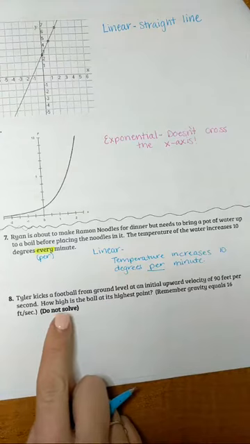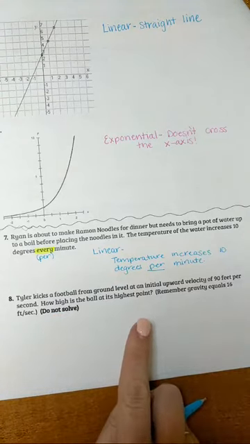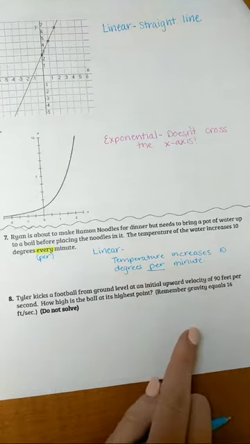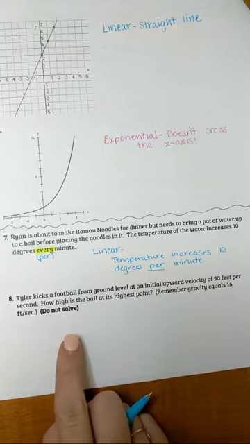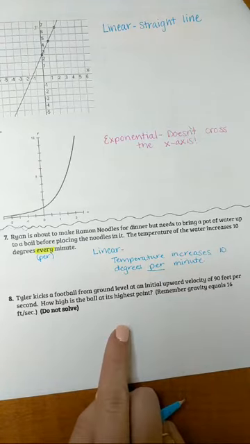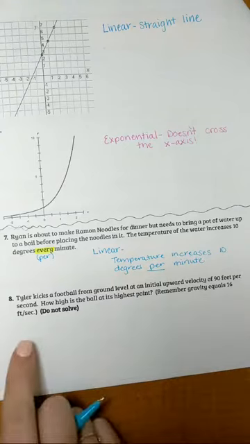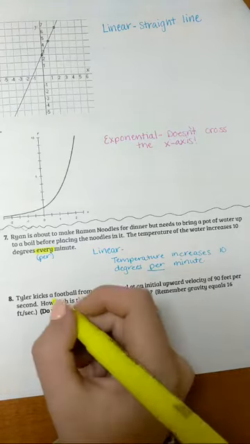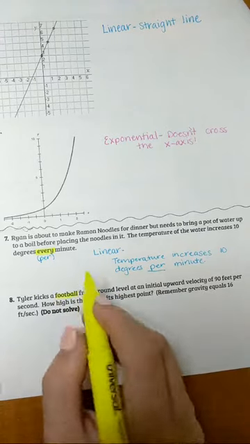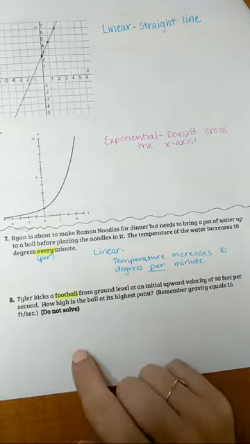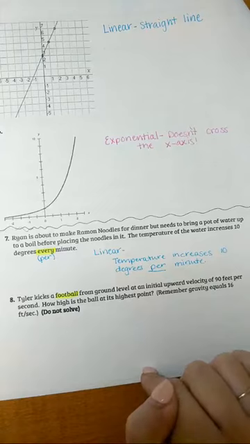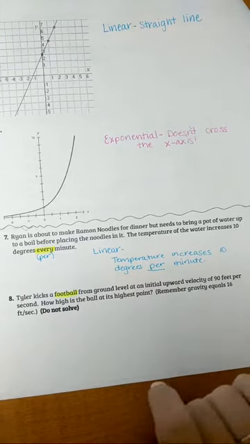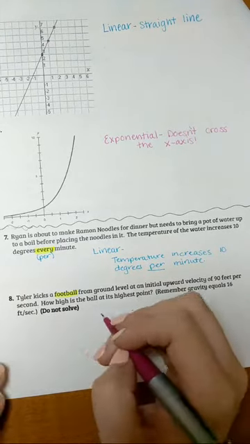Okay. Tyler kicks a football from ground level at an initial outward velocity of 90 feet per second. How high is the ball at the highest point? Remember, gravity equals 16 feet per second. Do not solve. So here, we are talking about an object, and that object is the football. We are going to kick the football up, and then it's going to have to come back down because of gravity. So making this one quadratic.